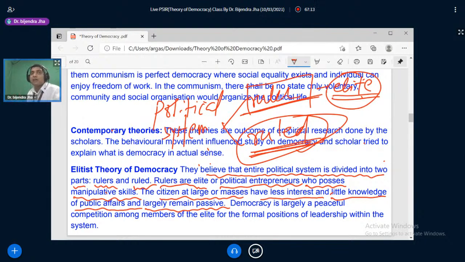So the large masses, citizens at large, have little knowledge about politics, right. They have little interest in politics, they have no manipulative skills, and they cannot become political entrepreneurs, right. So in democracy the elite participate, right, and the masses also participate. But the elite participate to be elected, and the masses to elect.